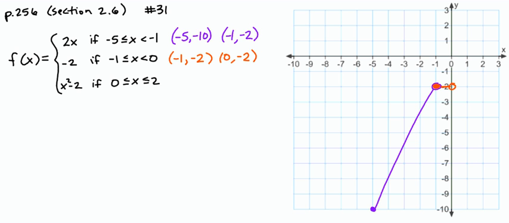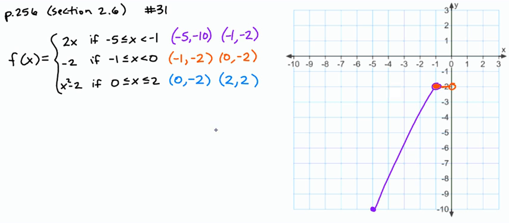And for the third piece, we have a starting point at 0. Plug that in. 0 squared minus 2 is negative 2. And an ending point at 2. Plug that in. 2 squared minus 2 would be 4 minus 2, so that would be 2. Starting at 0, negative 2, ending at 2, 2.